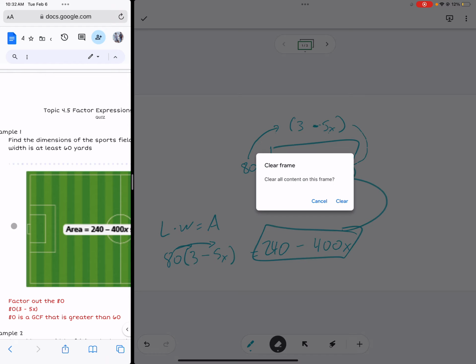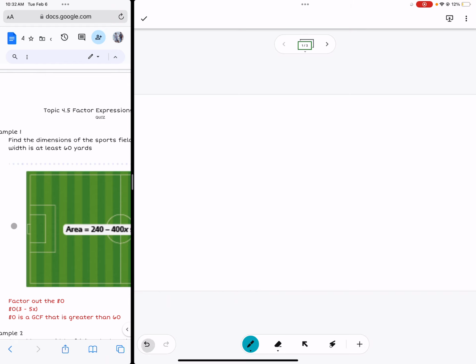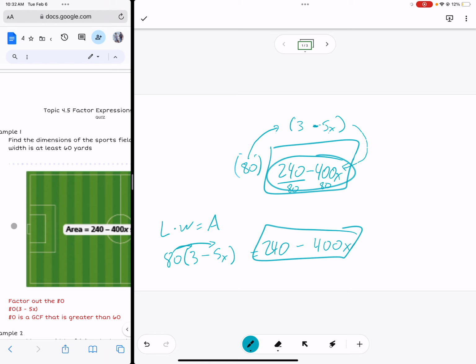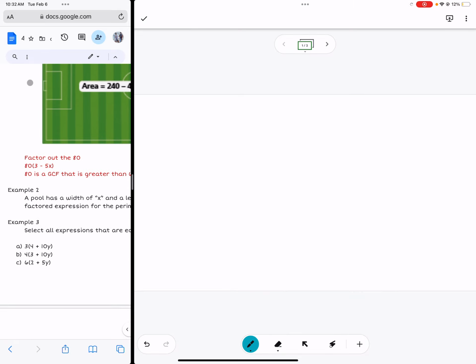Let's go to example 2. Wait, so the answer would be what you factor out? Yes. Your answer is 80, because that's what you factored out of it. You're looking for what you factor out. All right, example 2.